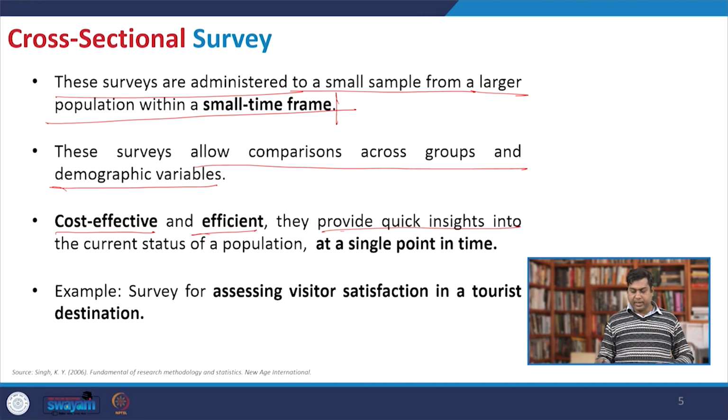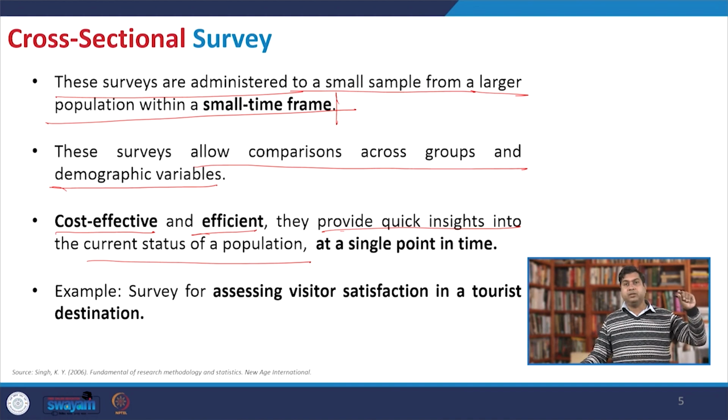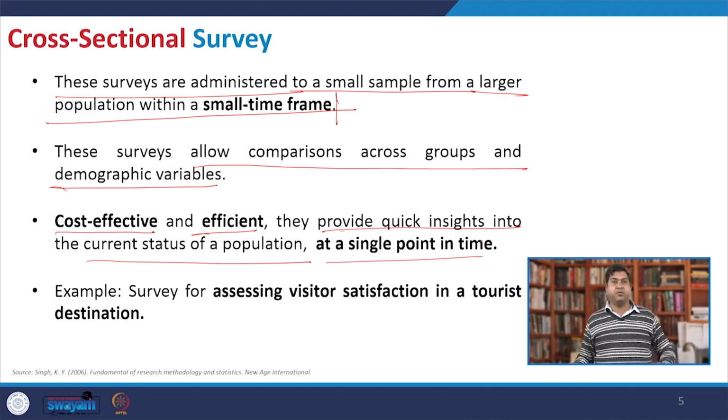They provide quick insight into the current status of the population at a given time frame. So suppose I want to understand the phenomena at this particular time, I should go for this kind of cross sectional survey, where I intercept and just get the immediate information. So this will showcase the current status or current phenomena that is working.